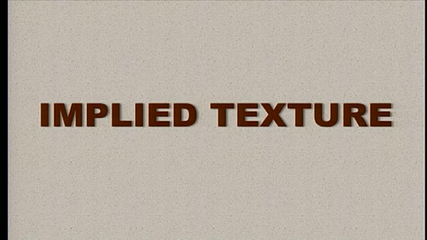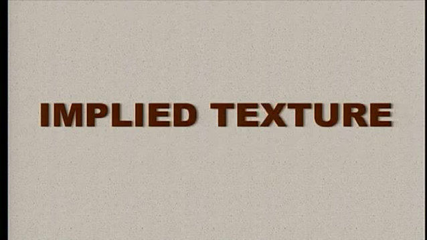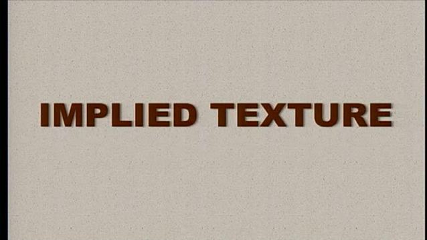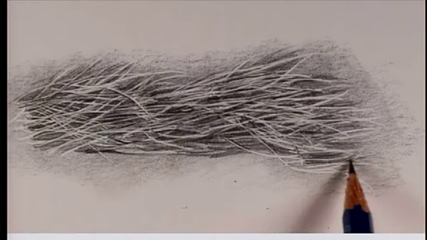Texture can be recorded in many ways, but for now we'll look at implied texture. Implied texture is texture that we have recorded through drawing, painting, rubbing, printing, etc. Whether you're using a pencil or a pen to record texture, the results you obtain will be known as implied texture.